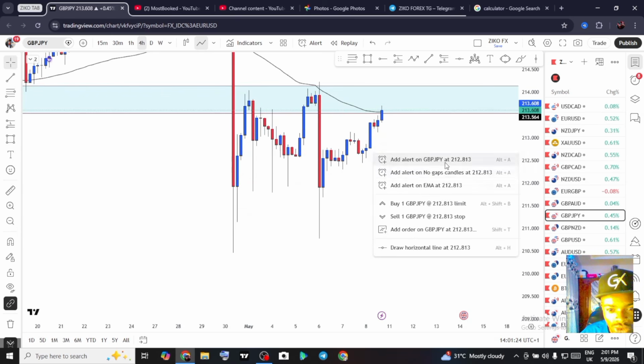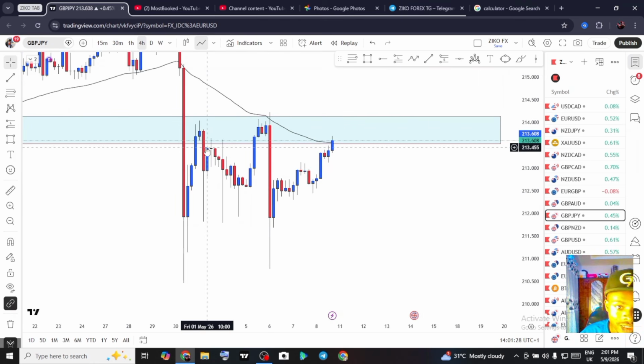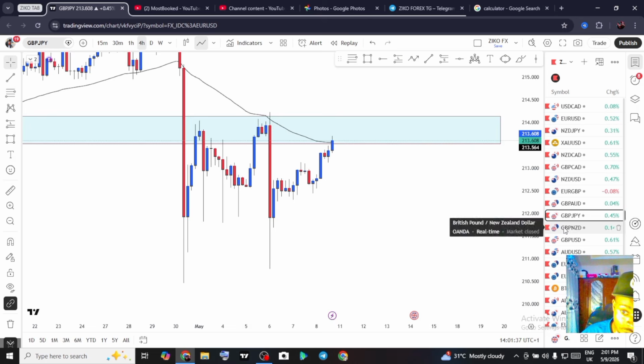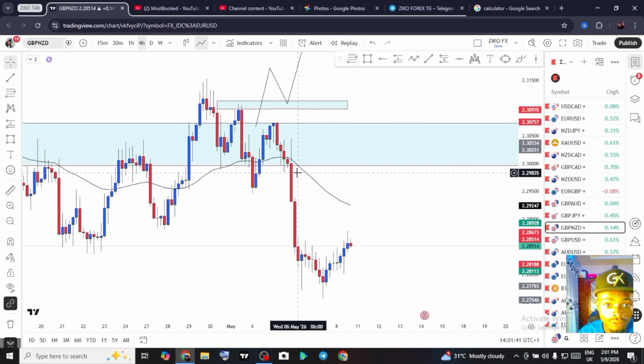All right, the market structure is not too clean for me, right? I don't like this kind of market structure that breaks high first, breaks low, and it's now going all the way back to the shifting structure again. So I don't really like this one, so I prefer NZD JPY instead of GBP JPY. GBP NZD next pair, let's see.